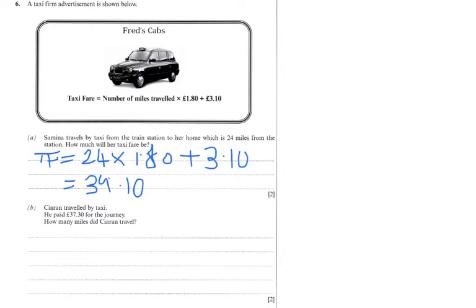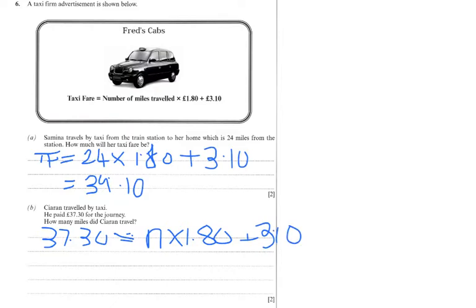Part B. Kieran travelled by taxi. He paid £37.30 for the whole journey. How many miles did Kieran travel? So this time we're told the taxi fare and we need to work out this. So this is a reverse question. This is what commonly happens in this type of question in a GCSE paper. So write down what we know. We know that it's £37.30 is the total cost, and that equals number of miles times £1.80 plus £3.10.